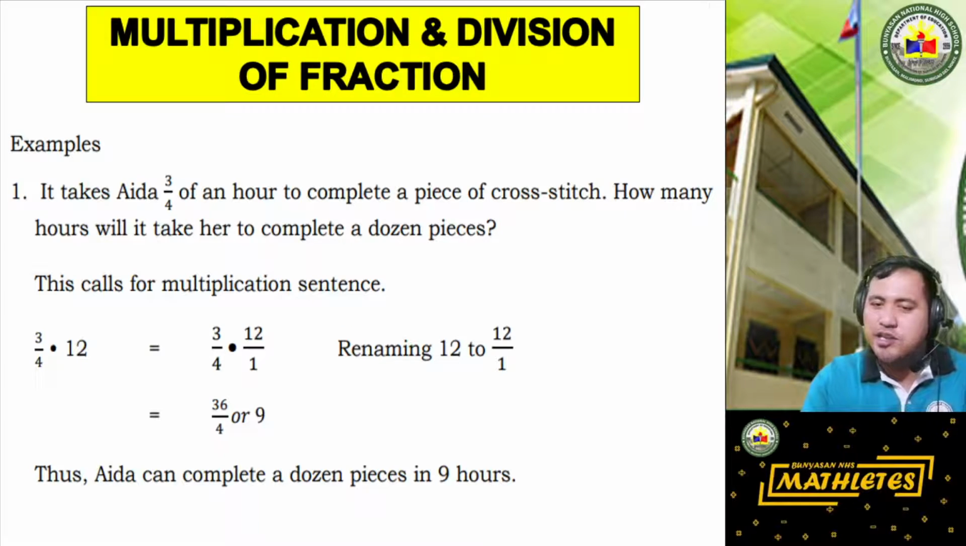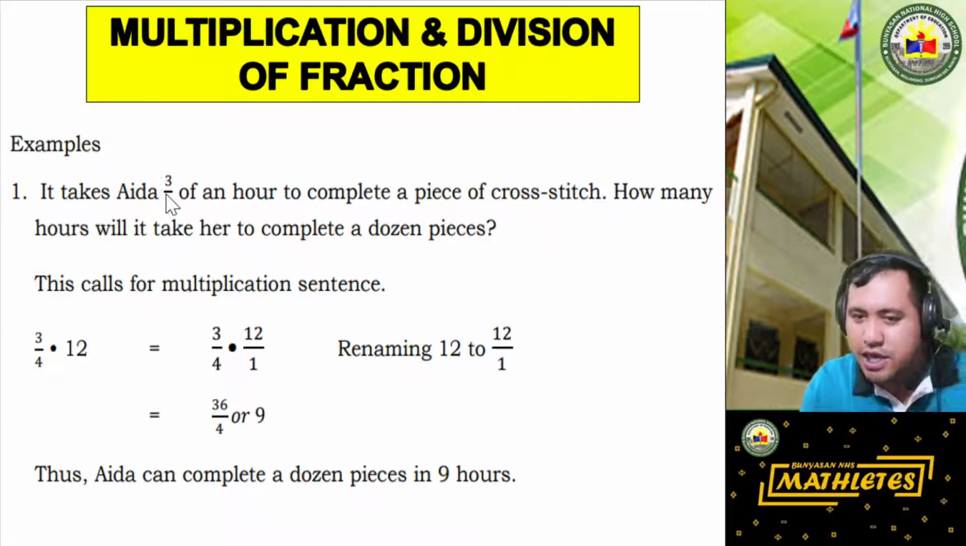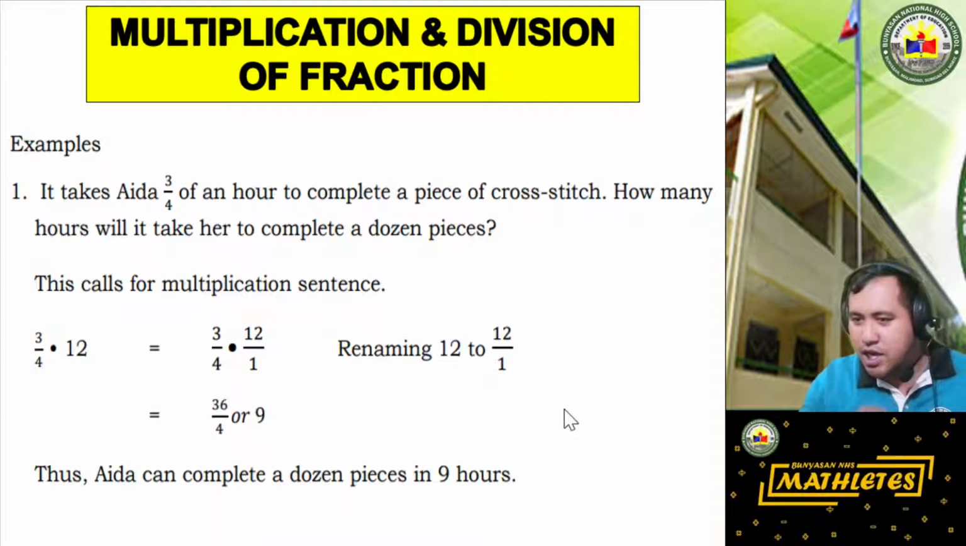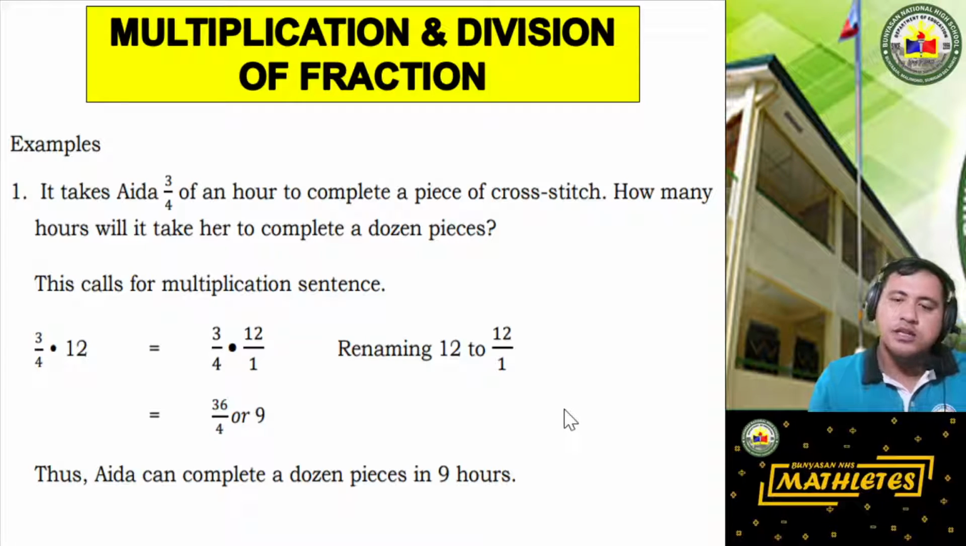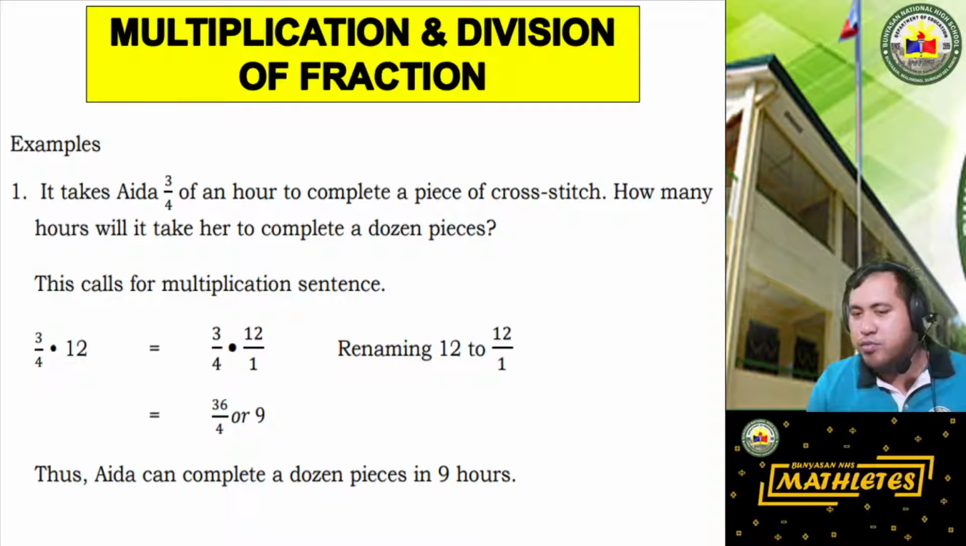It takes Ida 3/4 of an hour to complete a piece of cross stitch. How many hours will it take her to complete a dozen pieces? Okay? So this calls for multiplication sentence. Si Aida kuno mahumanid ang usa ka cross stitch sa 3/4 hour. Then sa pila man kuno ka oras si Aida mahumanid makumpleto ni ang usa ka dosina nga kabuok nga cross stitch. Okay, this calls for multiplication, that is 3/4 times 12.